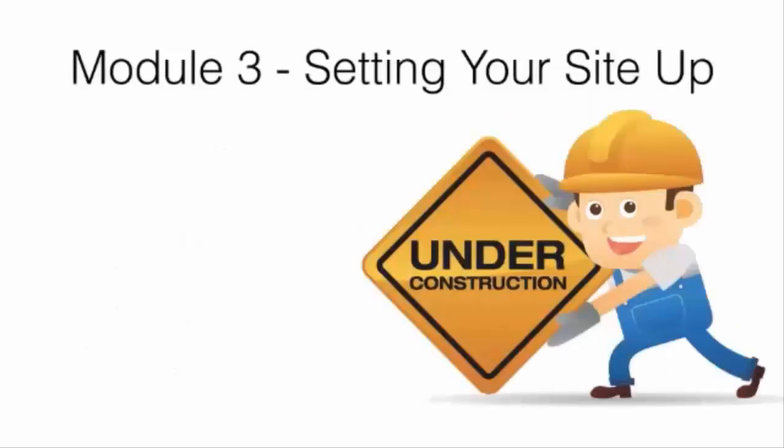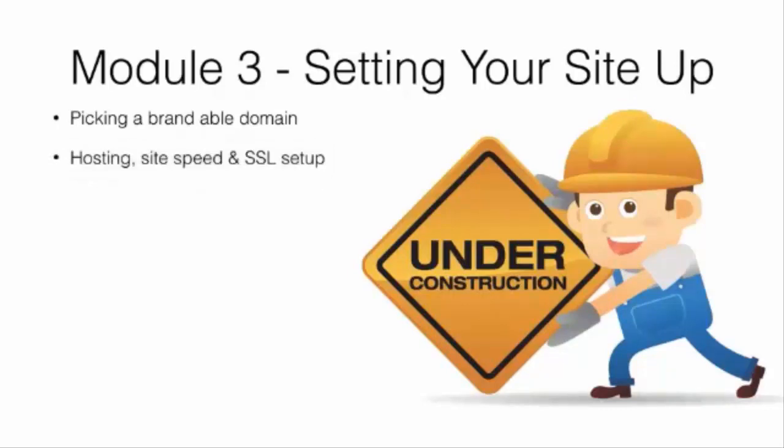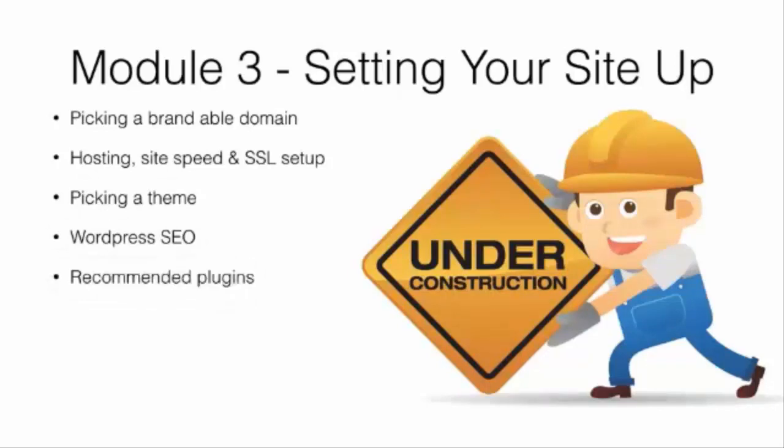Then in module 3, we are going to actually set the site up. So we're going to talk about picking a brandable domain, thinking that we want to build a stage 3 authority site in the end, so not just a review type domain, etc. We're going to talk about hosting your site, speed, and SSL setup. We're going to talk about picking your WordPress theme. We're going to talk about WordPress SEO. Then we're going to go through a list of recommended plugins and Amazon affiliate setup.